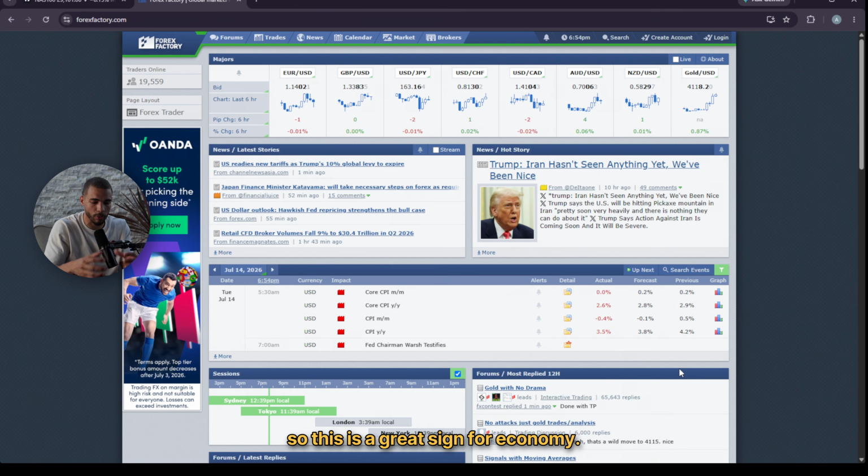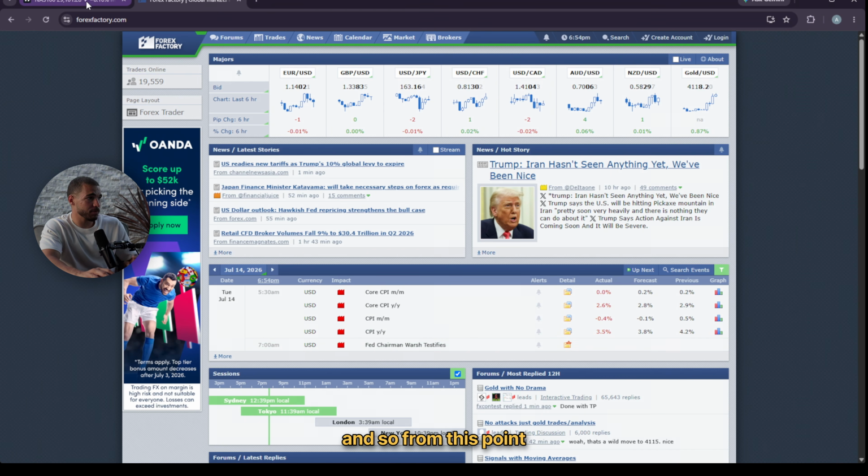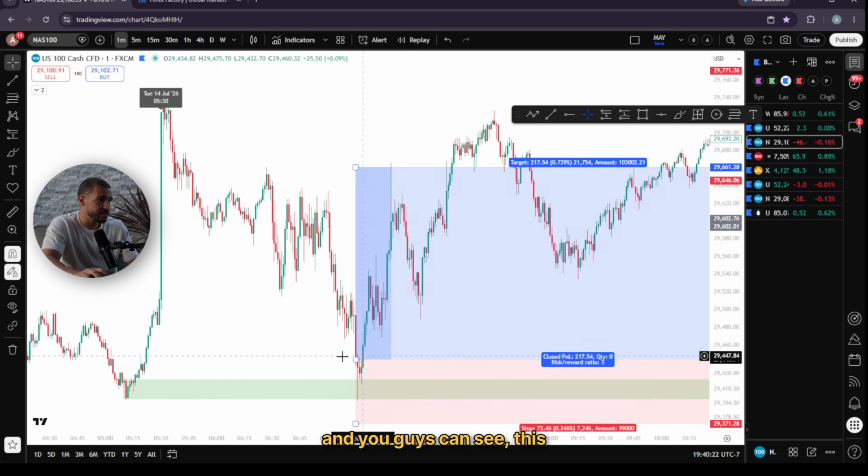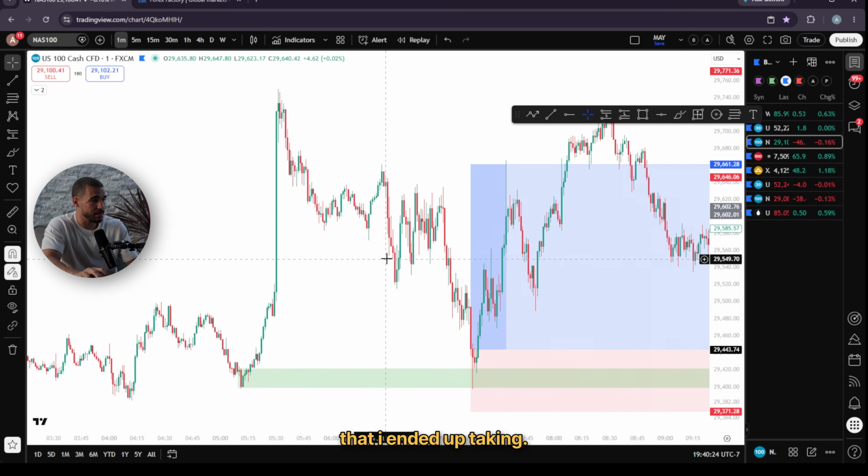So this is a great sign for the economy. All of this is going to revolve around inflation. Seeing all of these news releases come out with negative reports for CPI was telling me that I have to be bullish on indices. So from this point on, we're going to go back to July 14th at 5:30 a.m. Pacific. And you guys can see this is actually the exact trade that I ended up taking.